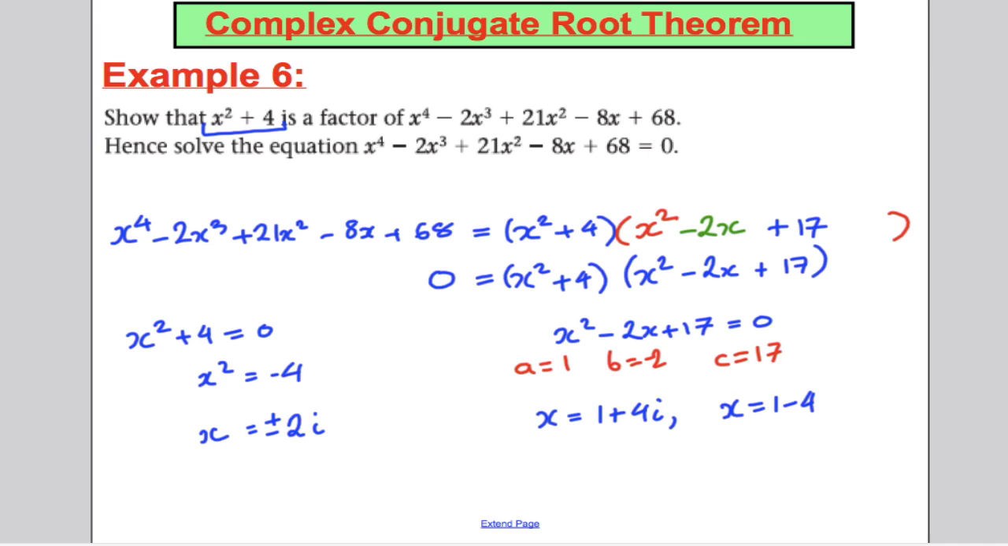And hence we have our four answers. So x is on the one hand 2i, or x is negative 2i, or x is 1 plus 4i, or x is 1 minus 4i. And we're finally at last done.